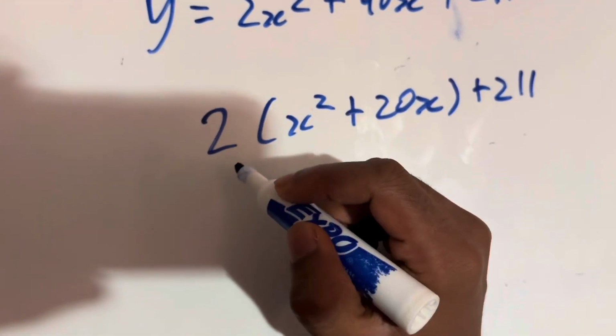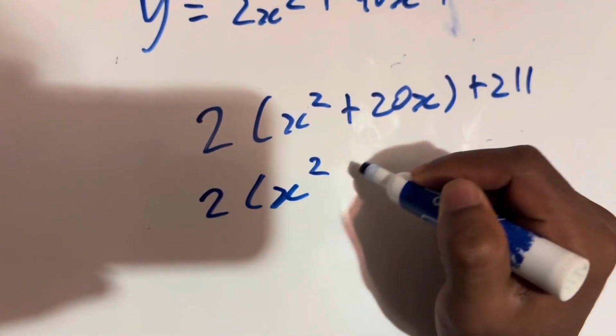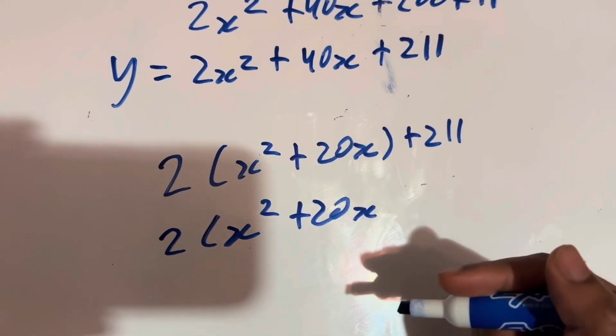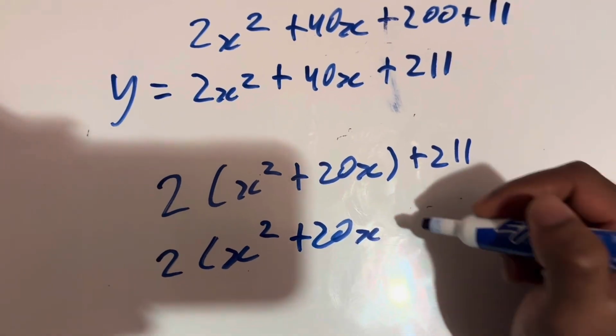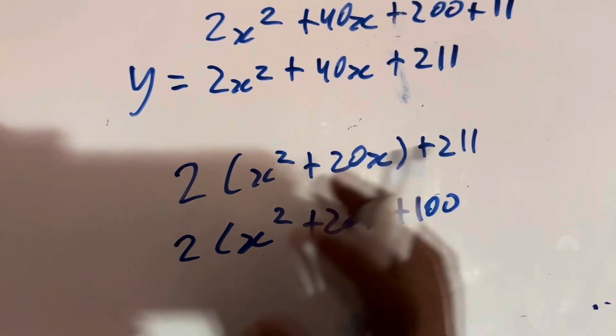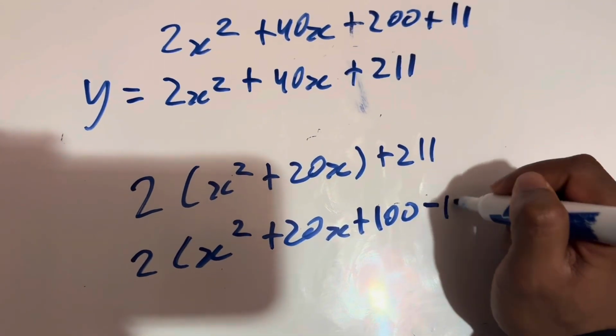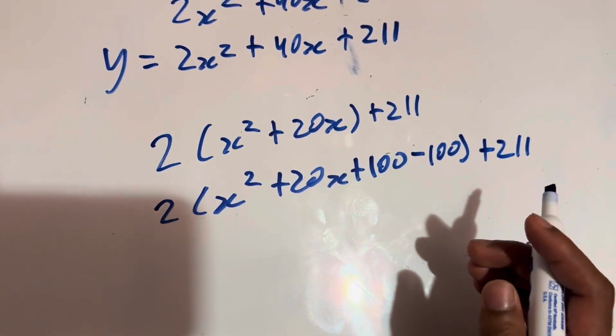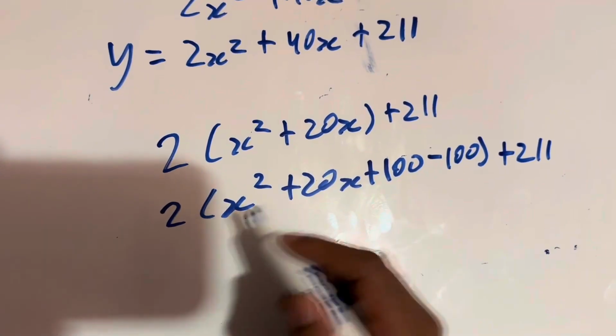It's easier said than done. So 2x squared plus 20x. Now we want to half this and then square it. So half of 20 is 10. 10 times 10 is 100, plus 100. But now you see the equation's imbalanced, so I'm going to put minus 100 to balance it out, and plus 211. Next, this part right here, that's a perfect square trinomial.